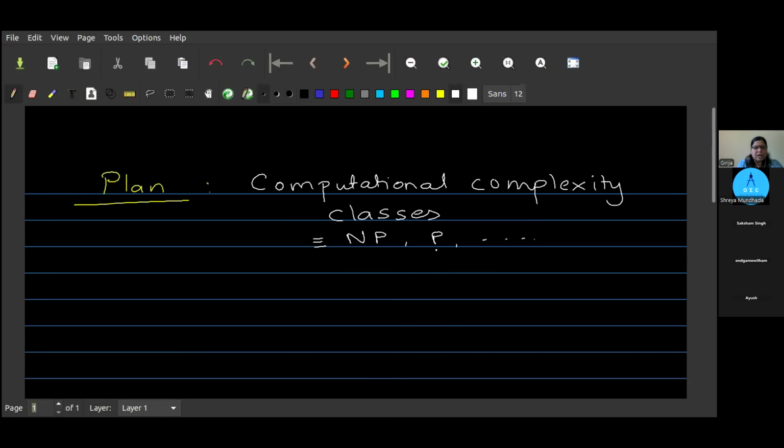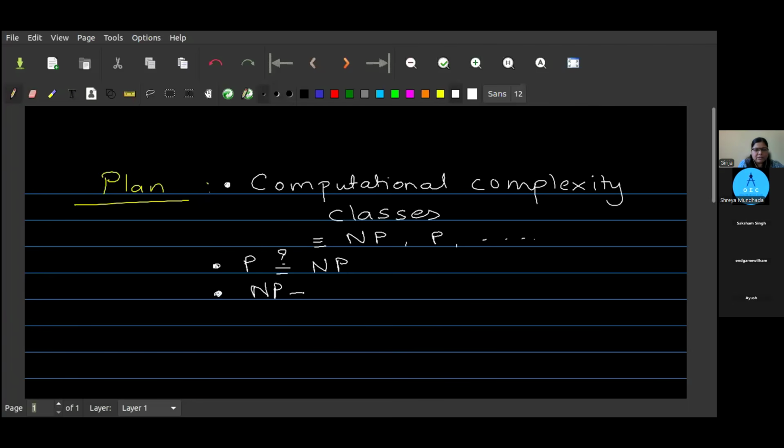I'll be defining these classes, so even if you don't know, that's fine. That will be the first part. Then I will talk about the question P versus NP, whether P and NP are equal or not. That we don't know. But before I talk about that, I have to tell you what these classes are. So we'll start with the classes first, and we will also need a few more classes just to get the context clear.